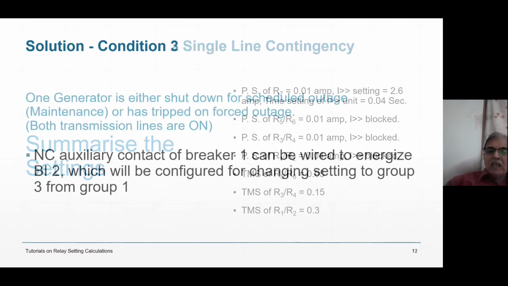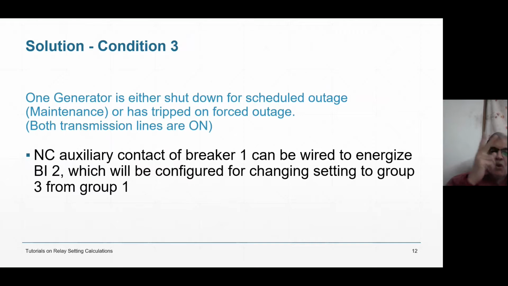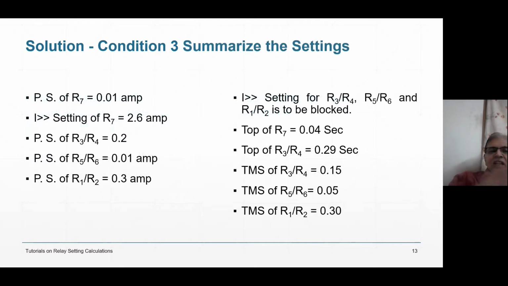Right. Similarly, if you go for condition 3, that is now both the lines are on, but one generator is off. That means only one generator is feeding two lines, so the current of one generator is divided into two parts. And you can use the proper binary input, because there are 16 binary inputs in modern numerical relays, and they can be configured for many functions. So I can use this binary input for group changing, so group 1 to group 3, that is the third group. And third group settings are like this.